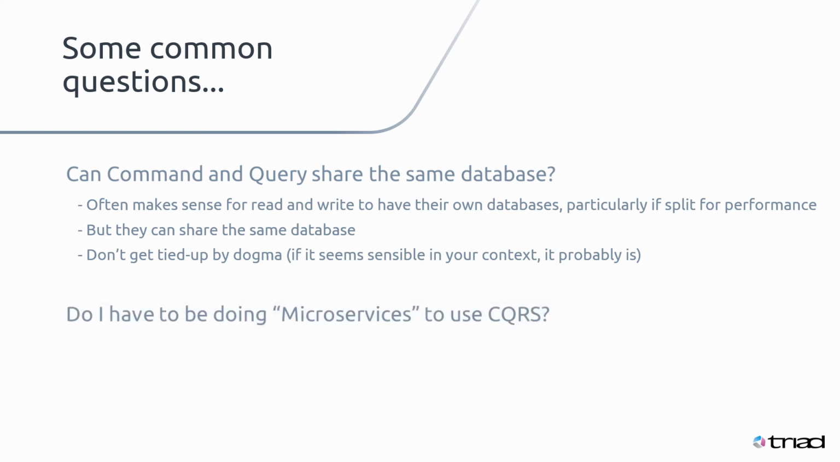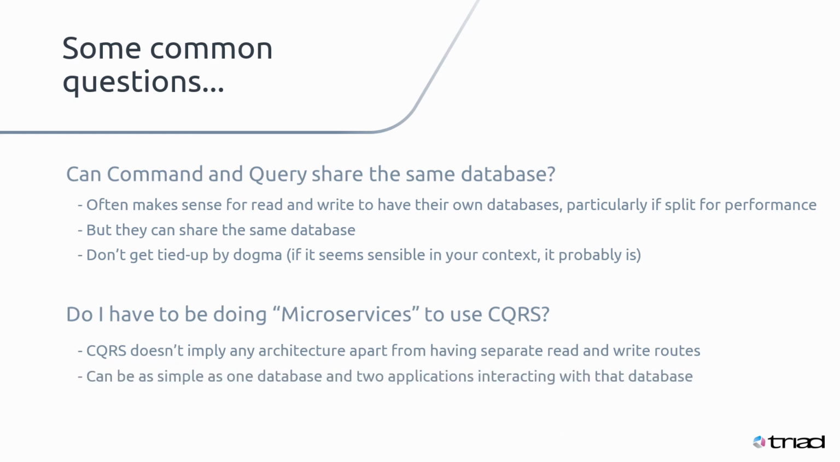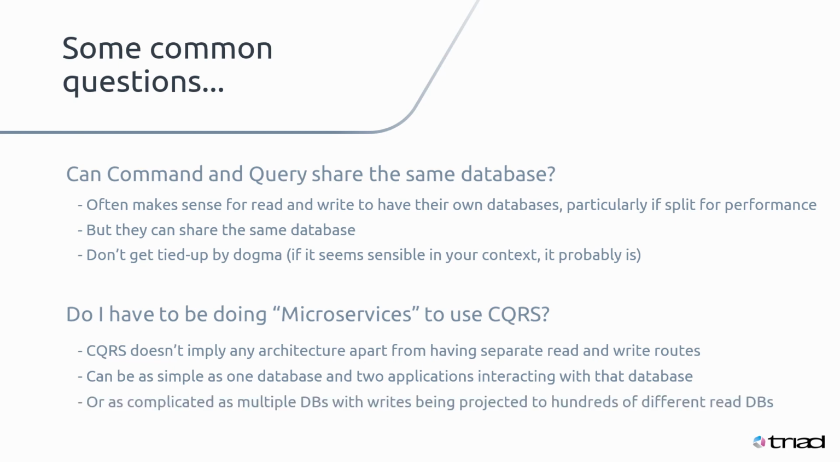And the second question, do I have to be doing microservices to use CQRS? Microservices can mean many things to many people, but let's just consider it to be a collection of services. But CQRS doesn't imply microservices, or any architecture apart from having separate read and write routes. It can be as simple as having one database and two applications interacting with that database, or it can be multiple databases with writes being projected to hundreds of different read databases via queues, or it might involve no databases at all. It really just defines that the responsibility for command and query, or read and write, are separated. Having said that, microservices are often implemented to achieve fine-grained scalability, and CQRS is often applicable in such scenarios.